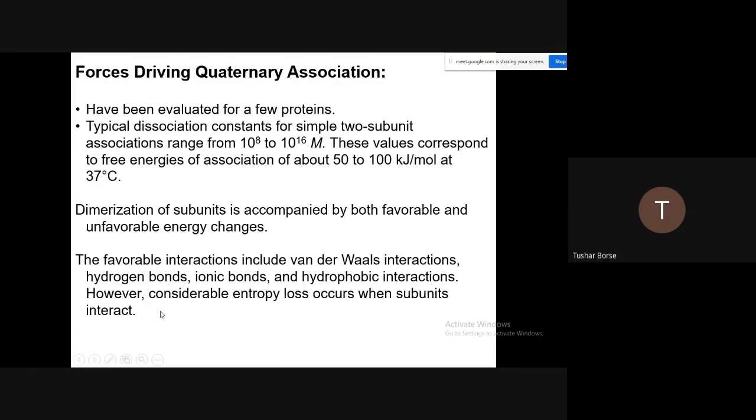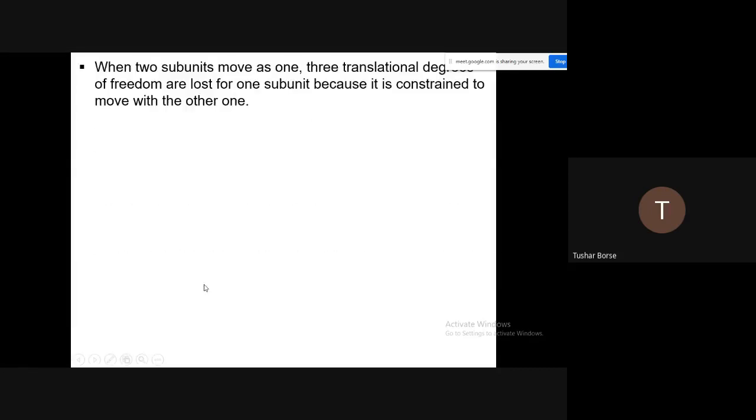Okay. Now here when this subunit interaction is taking place, obviously what is going to happen? The entropy is going to decrease. Okay, because now these subunits are interacting with each other, they are forming one particular structure. So here there is a considerable loss of entropy whenever an interaction takes place between the subunits.